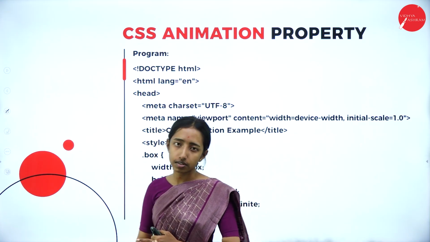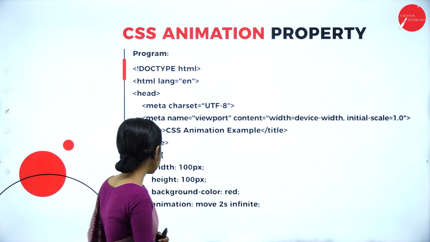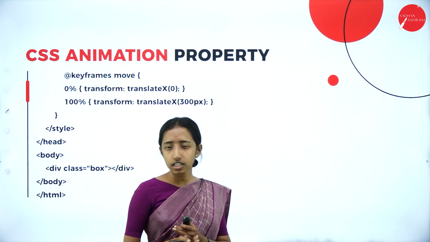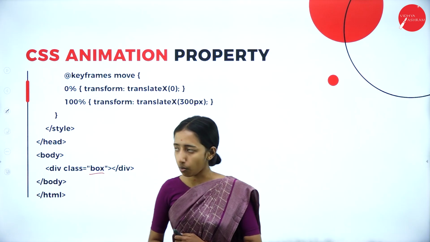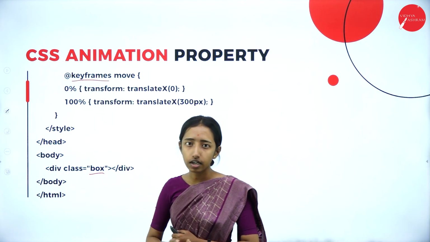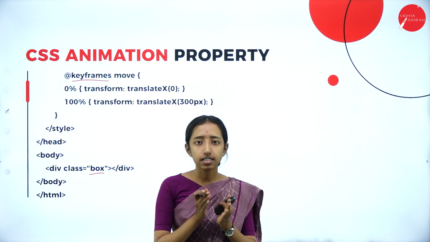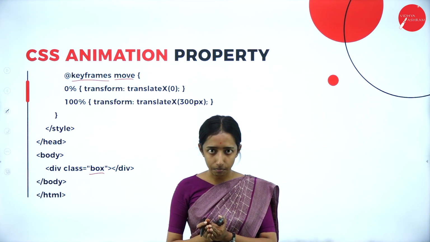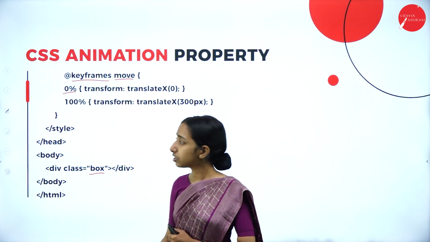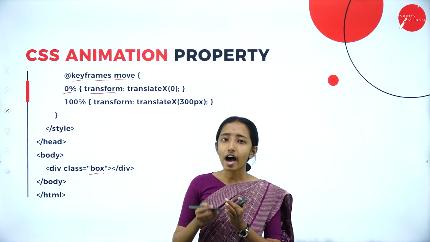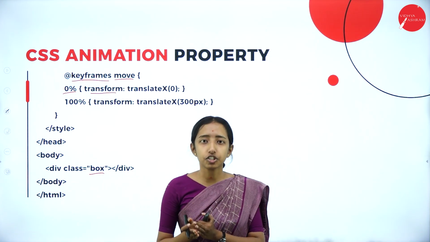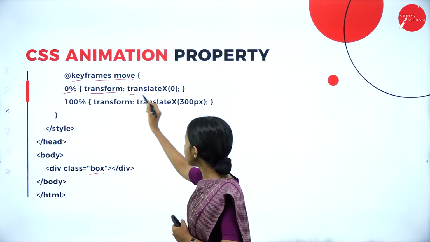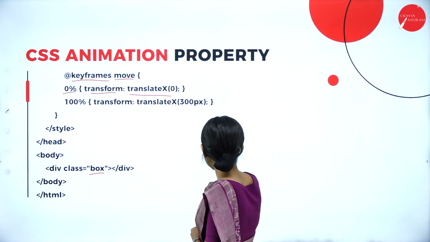Here again I am using HTML with CSS. You can see I have taken a style tag and a div tag having the class box. Now with @keyframes, I am applying the CSS animation. The name I have given for the animation is move. In the initial stage I have applied transform, translateX(0).